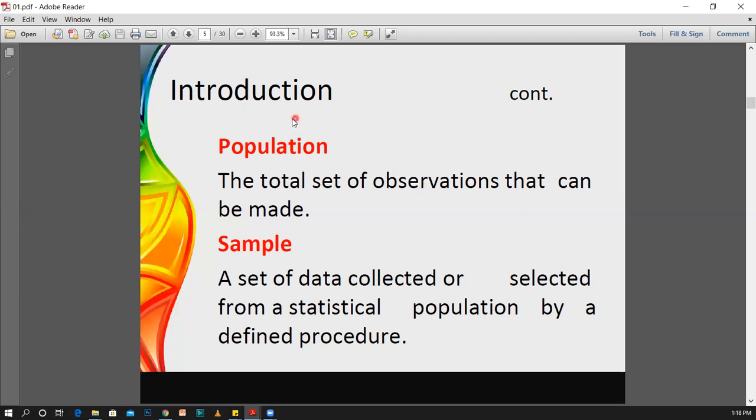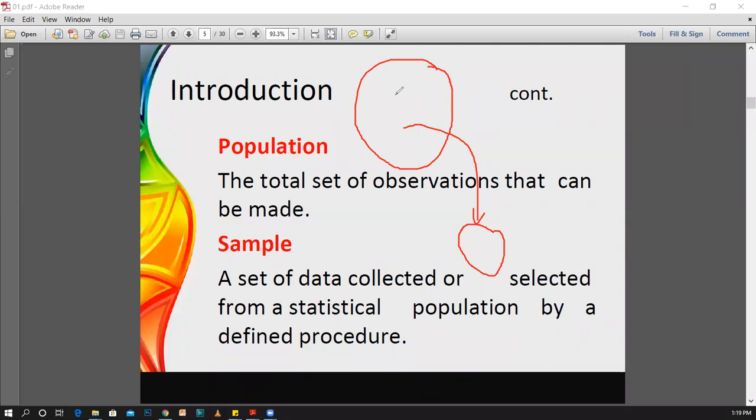But with limitations, it may be time limitations, and economic limitations would be there. Therefore, without considering the whole population, most of the time we are limiting it to a sample. If you have a large population, we can take out a small sample. A sample is the set of data collected or selected. If you already have the population data, then you can randomly select it. Therefore, a sample is a set of data collected or selected from a statistical population by a defined procedure.